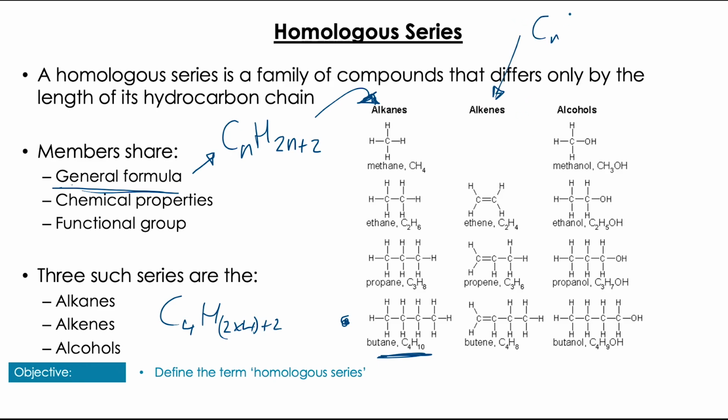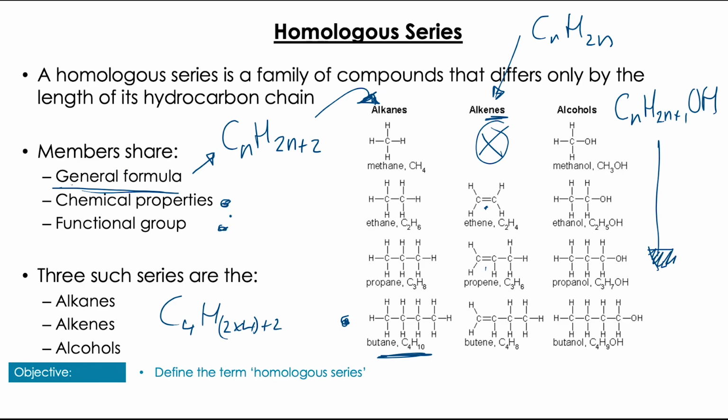Unsurprisingly, alkenes, we have CnH2n. We obviously don't have an alkene for 1 carbon because there has to be a double bond. And then for alcohols, we have CnH2n+1OH. You could say it still has the 2n+2, but it's just written like this so we understand that it's an alcohol. Again, as I said before, the chemical properties will change with size, but the functional group and the general reactivity will remain the same within a homologous series.